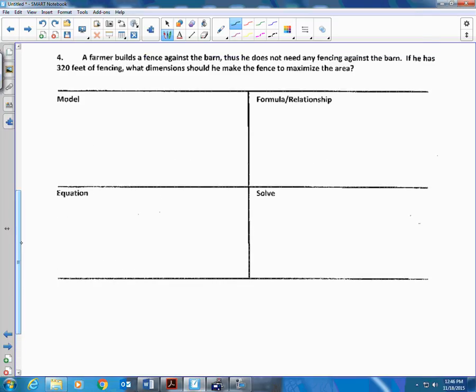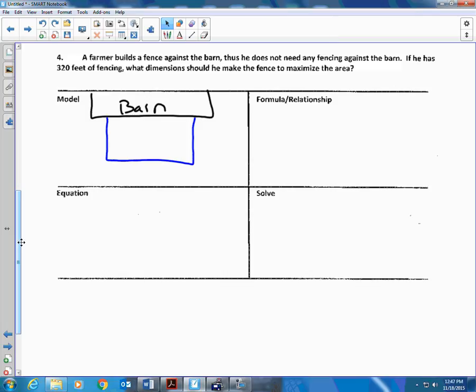Farmer builds a fence against the barn. Thus, he doesn't need any fencing against the barn. He's looking to save some cost. The resourceful guy, huh? So, what dimensions, if he has 320 feet of fencing, what dimension should he make the fence to maximize the area? So again, what is the objective? What's driving the problem?